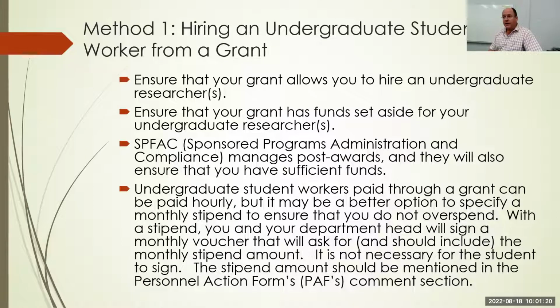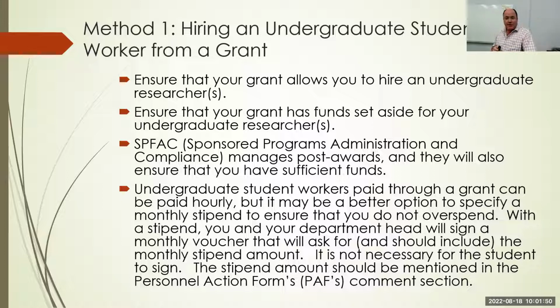So if you want to hire an undergraduate student worker from a grant, the first thing that you want to ensure is that the grant allows you to hire an undergraduate student worker. If that provision is not included in there, you will not be able to hire that student. You have to make sure the funds are set aside for the undergraduate student worker. Grants are going to be approved through SPFAC. They manage post-awards, and they're going to make sure that you have sufficient funds to fund your student worker.